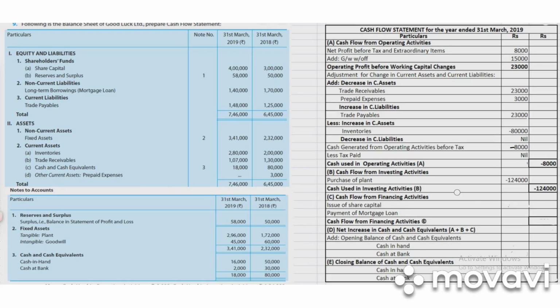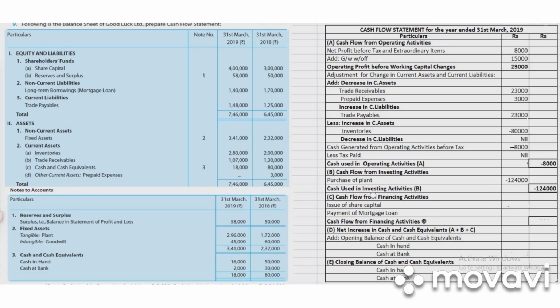Investing activities is the easiest part, because you just think of fixed assets. There may be plant, machinery, some other fixed assets, building, etc. There may be a long-term investment also. In this particular question, there is no investment and other fixed assets, only one item, so we put it directly. So 1,24,000 is the second answer. The first answer is operating activities in minus. Second answer investing activities again in minus.